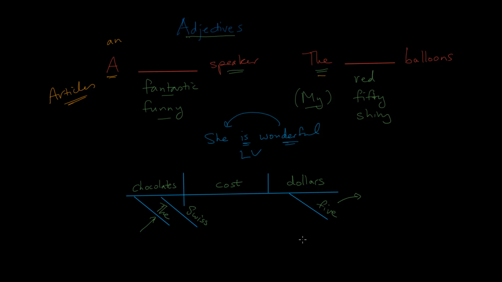And I keep repeating this because it's so important to recognize that the function of a word is always context dependent, right? It's related to the other words in the sentence, and you're going to see that more and more. Okay, that's it for diagramming adjectives.